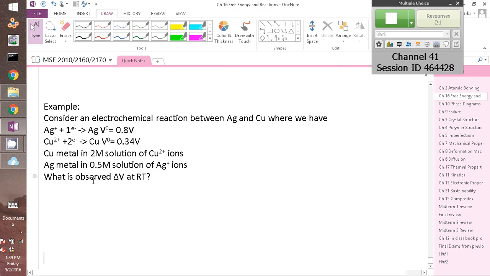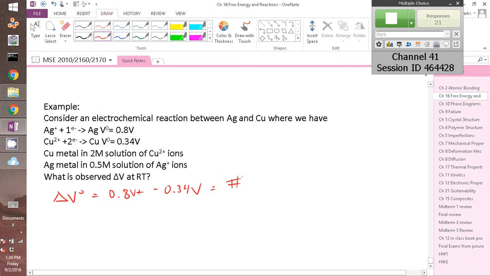What's the approach here? What's the very first thing we do? We have to flip the sign of which one? The less positive one, the more negative one, so copper gets flipped. Which allows us to then say that delta V naught is going to be equal to 0.8 plus negative 0.34 volts. Right? So it's going to be some number. Okay? What's the next step once we know that number?